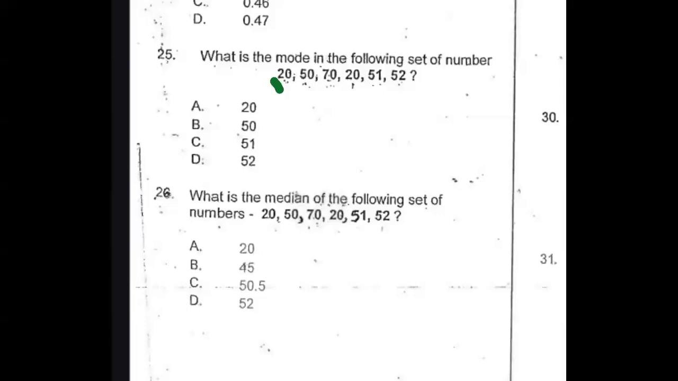I am seeing 20 once, 20 again. I only see 52 once, this once, and this once. So the mode is actually going to be 20. Let's pay attention to that. All right. What is the median of this set of numbers here?